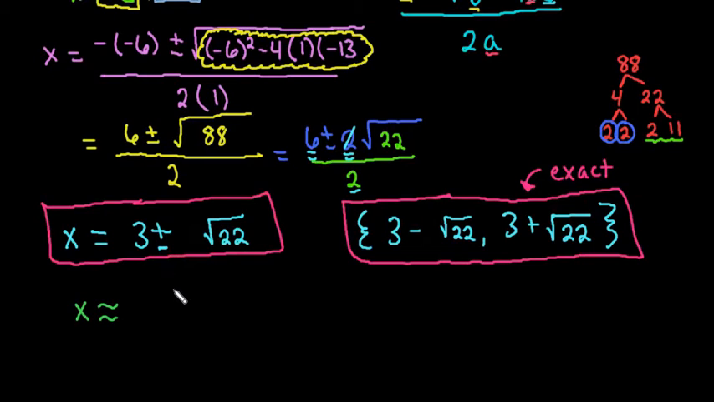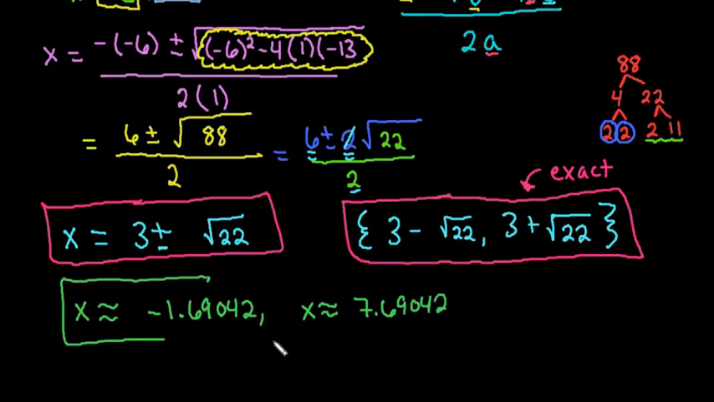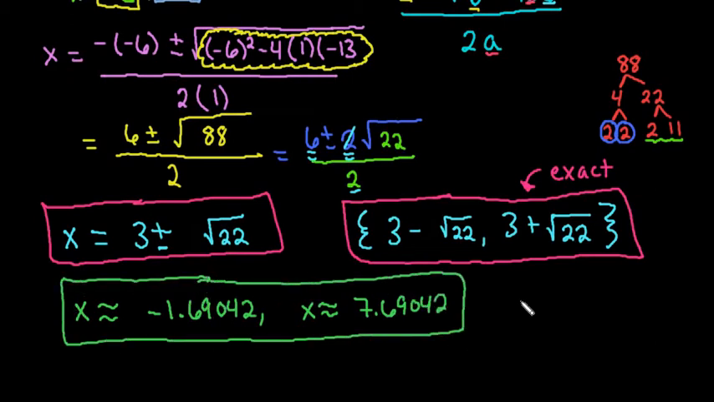When I plug in 3 minus the square root of 22, I get negative 1.69042. And then when I plug in the other one, 3 plus the square root of 22, I get 7.69042. So these would be approximate solutions. It's just depending upon what you are asked for. If it asks for a decimal approximation, you would just simply plug it into your calculator. If it asks for an exact value, you would leave it in terms of square roots.